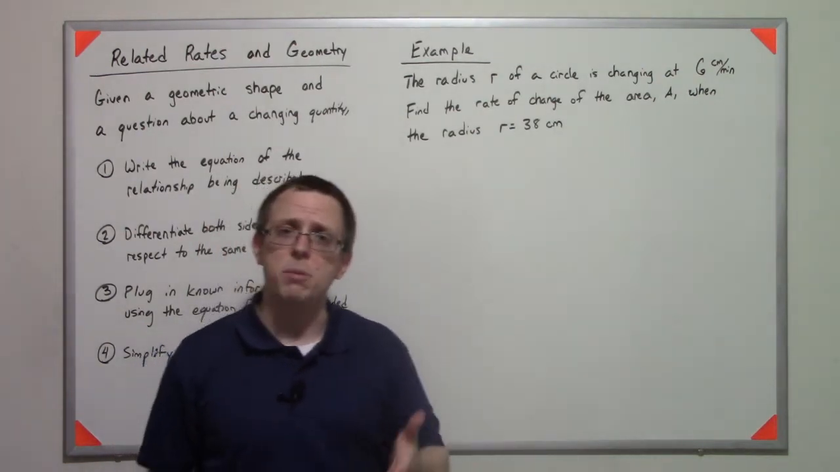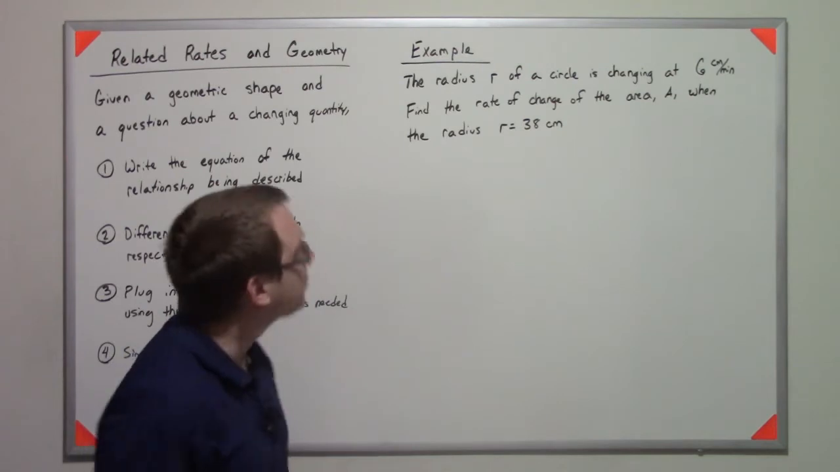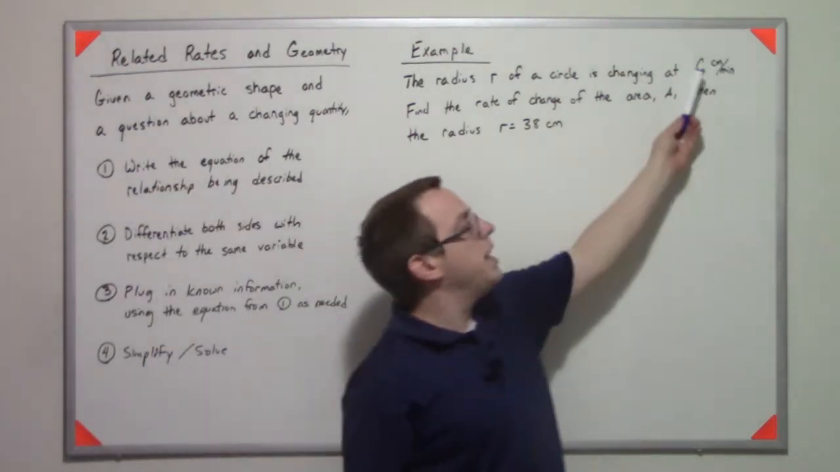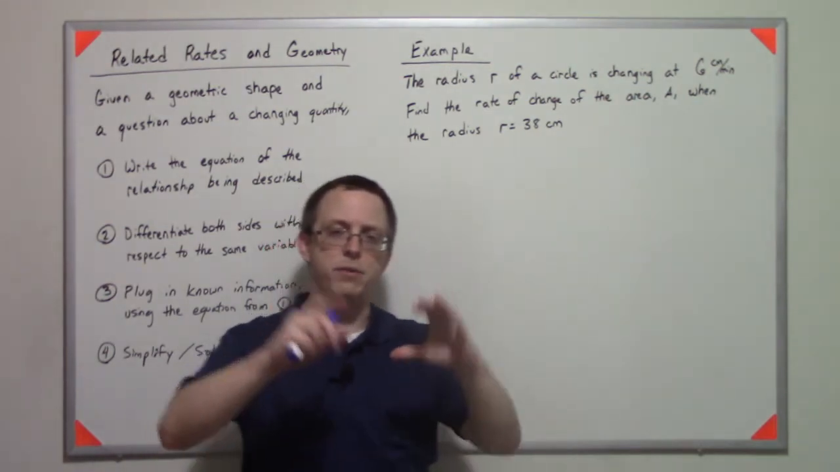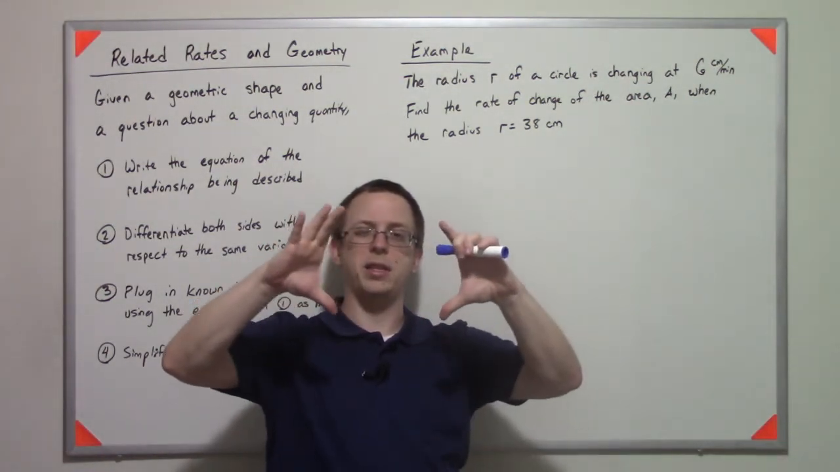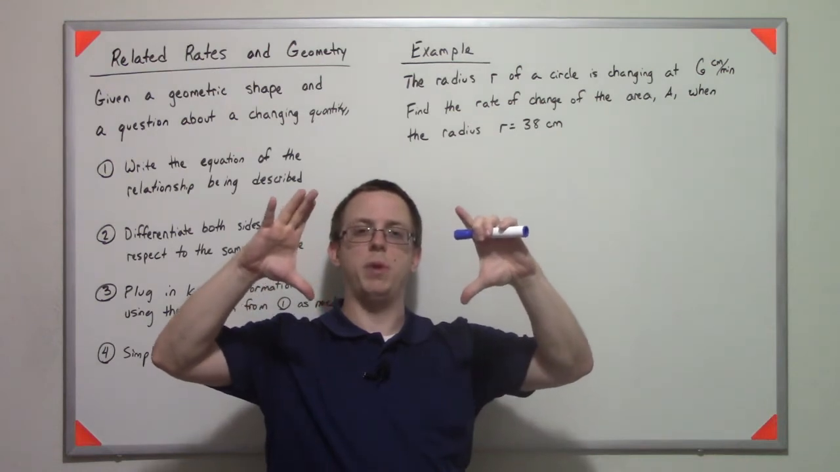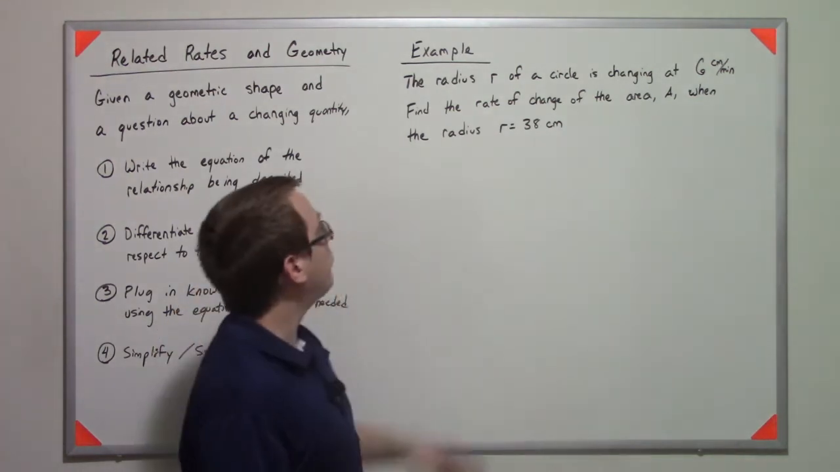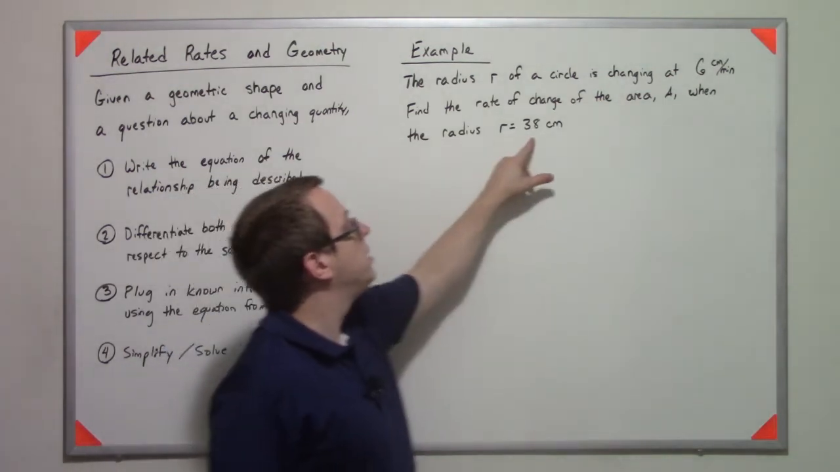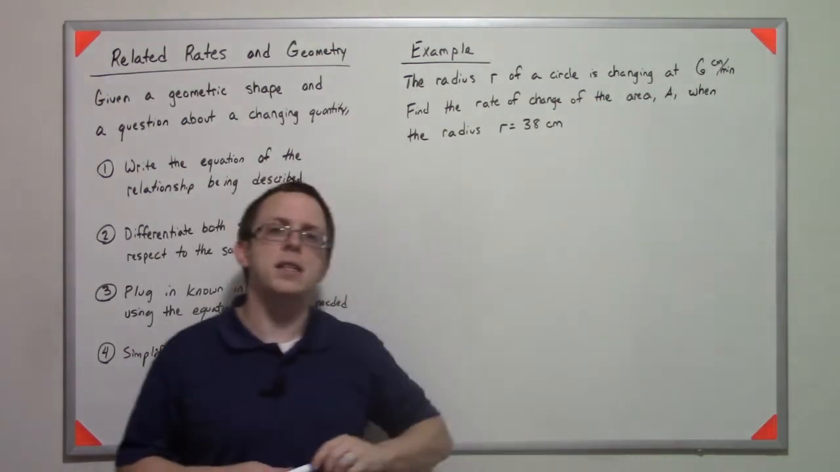Let's do an example to flesh this out. If I have the radius of a circle, and it's changing at 6 centimeters per minute, so I have some circle, and it's growing. That radius is growing at 6 centimeters per minute, so it's expanding. Then we want to find the rate of change of the area when the radius is 38 centimeters.